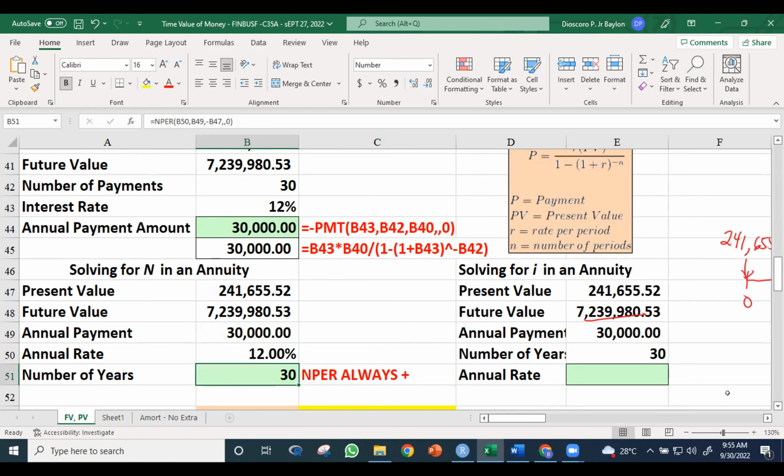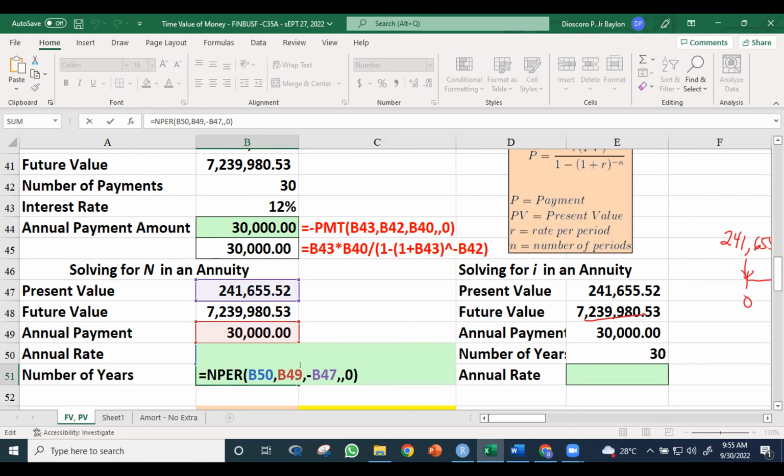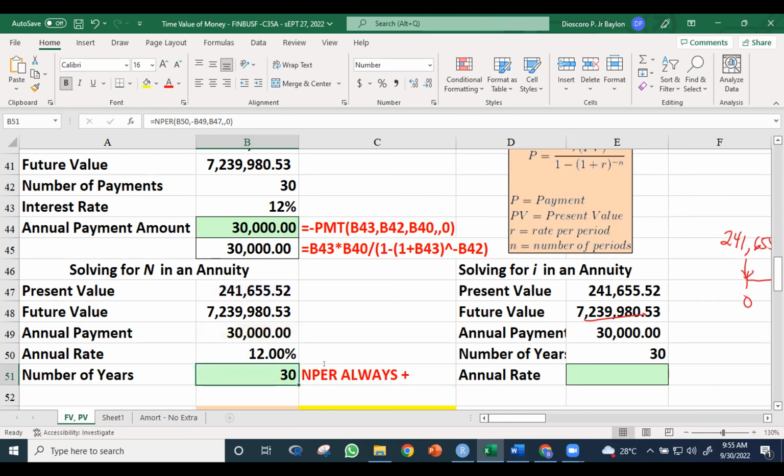Let me elaborate further. What if I interchange this? I'll make our annuity negative and our present value positive. If I try this, control enter, you'll also get the same answer, 30. It doesn't matter which is negative or which is positive. What's important is that one of them has to be an inflow and the other has to be an outflow.